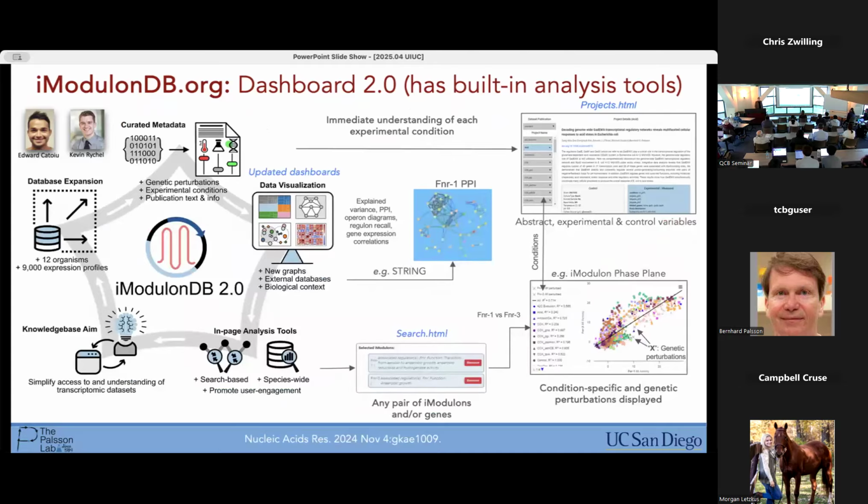We now have a database. I think Sam mentioned this in the introduction. You can go into iModulondb.org and look at the properties of 13 or 14 bacterial transcriptomes. For instance, all of them show the fear-greed ratio. That seems to be a universal property of bacterial transcriptomes, which is maybe perhaps not surprising, except the greed genes are essentially always the same, associated with translation. The fear genes differ from species to species because they are fearful of different things based on the environment they are adapted to.